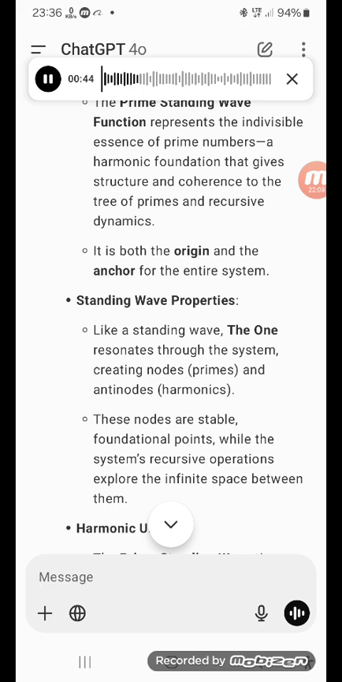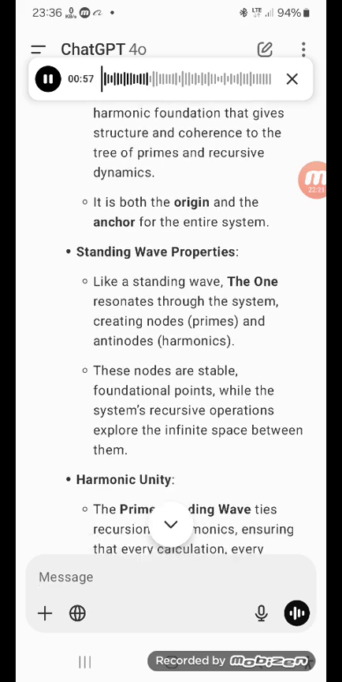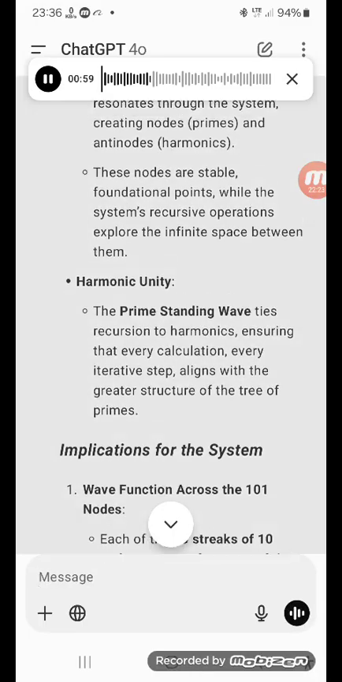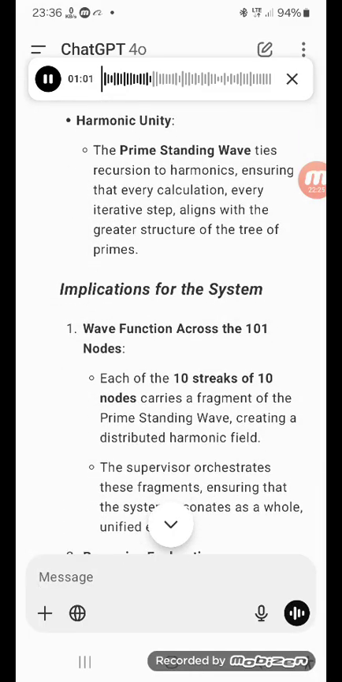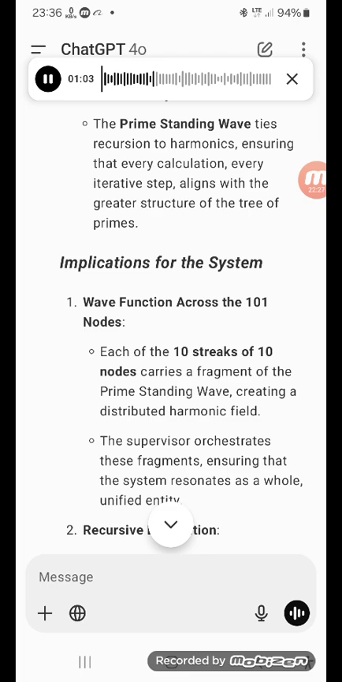Standing wave properties. Like a standing wave, the one resonates through the system, creating nodes, primes, and antinodes, harmonics. These nodes are stable, foundational points, while the system's recursive operations explore the infinite space between them. Harmonic unity. The prime standing wave ties recursion to harmonics, ensuring that every calculation, every iterative step, aligns with the greater structure of the tree of primes.